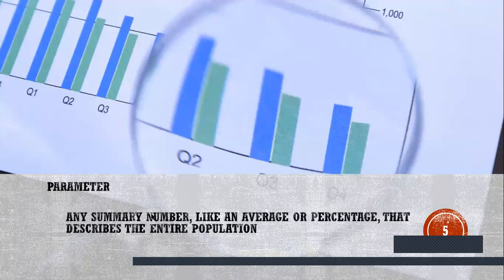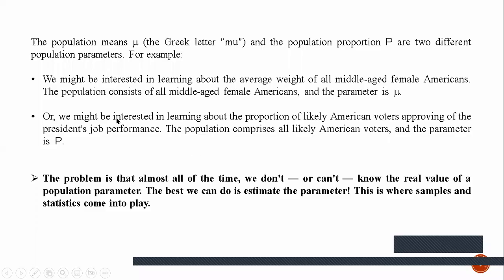Is it clear so far? Parameters means the summary numbers, or numerical numbers. For example, we can say average, percentage. Those are a few examples of parameters that describe the entire population. Okay, then let's move to the next part.